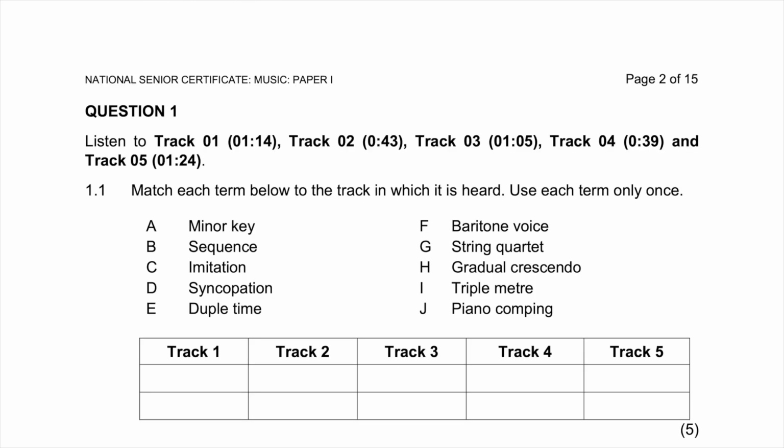So make sure that you pace yourself according to the mark allocation of the paper. So let's jump straight into question 1.1. Here you're asked to listen to track 1, track 2, track 3, track 4, and track 5. You'll notice that throughout this paper, the examiner also gives the duration of each track. If you notice some sort of discrepancy between what's written in the paper and what you see on your listening device, please make your invigilator aware of that.